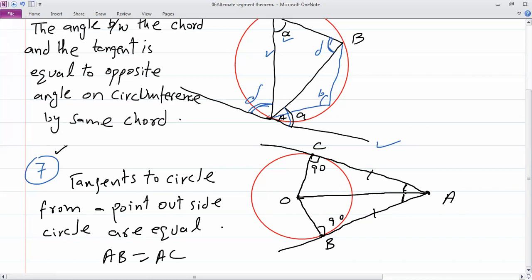Questions related to this one you will see in so many exams. So these are the 7 circle theorems. Believe me, if you remember these 7 circle theorems and you know how to use them, solving the questions of circle theorems will not be difficult at all. You just have to recall them.